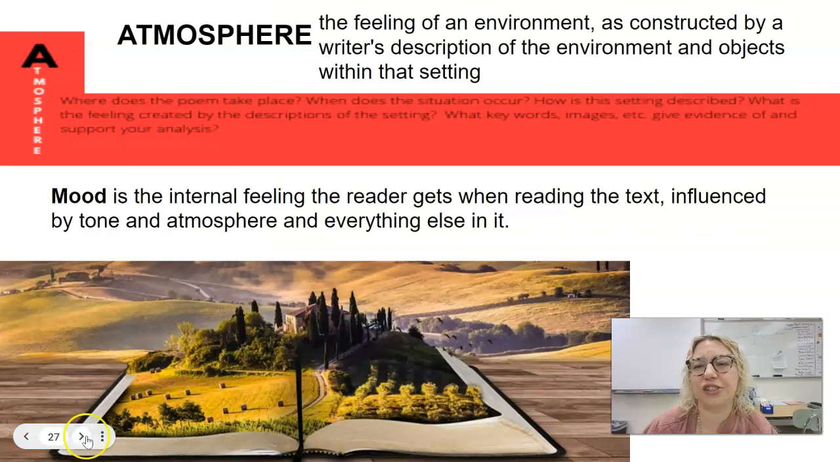Atmosphere is the extra A in DITS. And this is the feeling of an environment as constructed by a writer's description of the environment and objects within that setting. So this is closely related to mood, but it's a little bit different. Sometimes they're used synonymously, atmosphere and mood, and I just wanted to point this out. Mood is the internal feeling the reader gets when reading the text, influenced by tone and atmosphere and everything else. So mood is sort of the larger feeling that the reader has that's created by everything else.